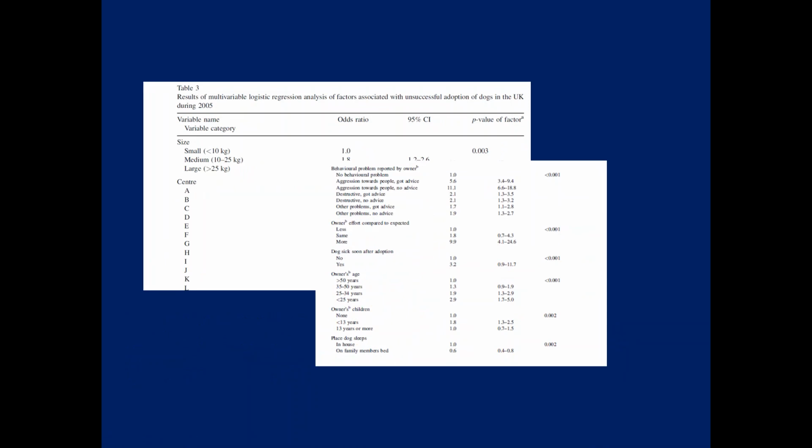So the behavior problem reported by the owner, effort compared to expected, was the dog sick, and so on and so forth. So what we're saying is that size, after we adjust for the center where you took the dog from, after we adjust for owner expectations, whether there were children, and everything else that was in that table, it was 1 point times more likely. Okay.